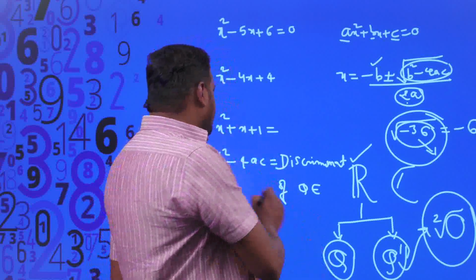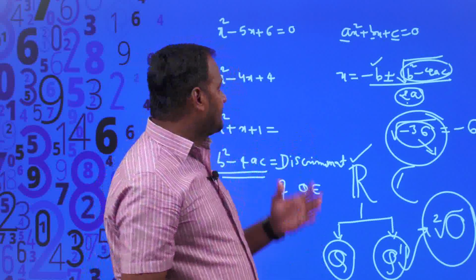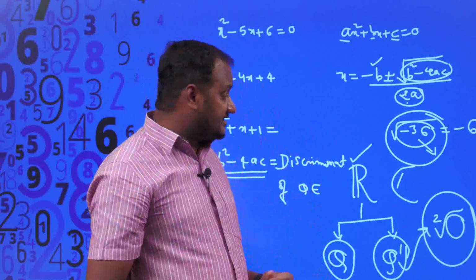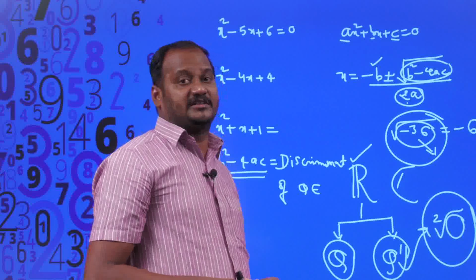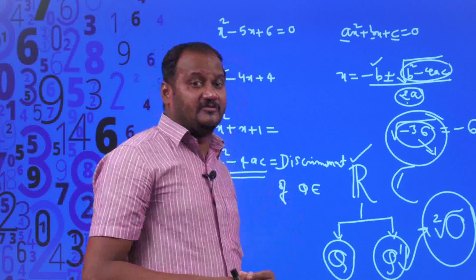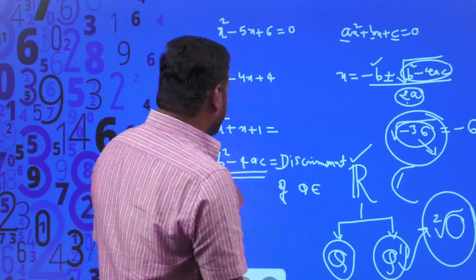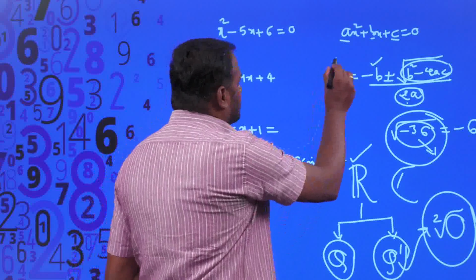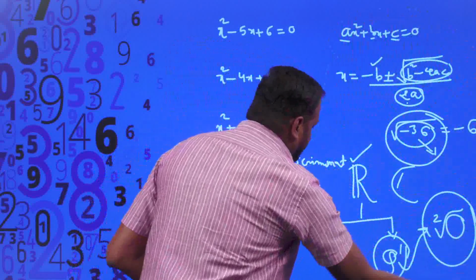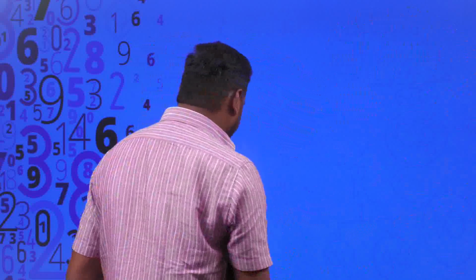So if the value of b square minus 4ac is positive, then what is the nature of the roots? If b square minus 4ac is negative, then what is the nature of the roots? If b square minus 4ac is equal to 0, then what is the nature of the roots? Let us try to understand now. I have taken 3 examples here. Those 3 examples will explain exactly what is meant by the nature of the roots of a quadratic equation.